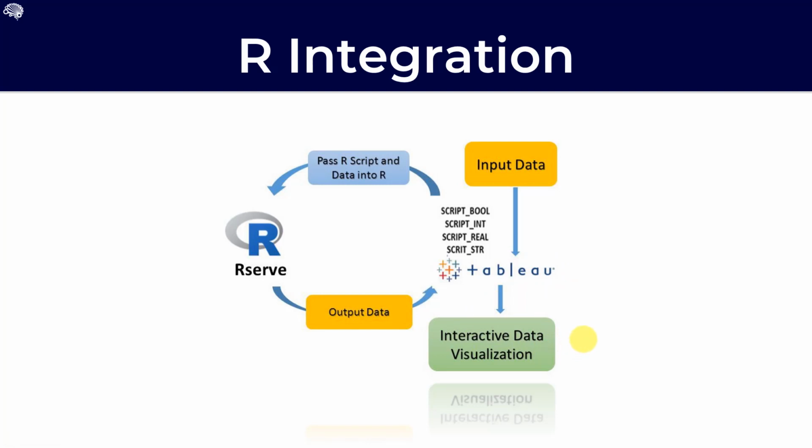Now it's important to note that we use table calculations, and these four different ones that we've looked at before determine the output that we are expecting from R based on the R script. If we are expecting a boolean, we'll use the first one; if it's an integer, the second; if it's a number, the third; and if it's a string, the str one.